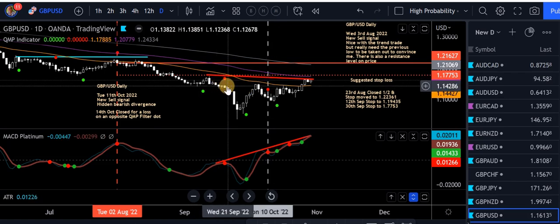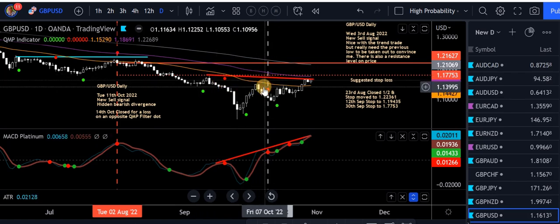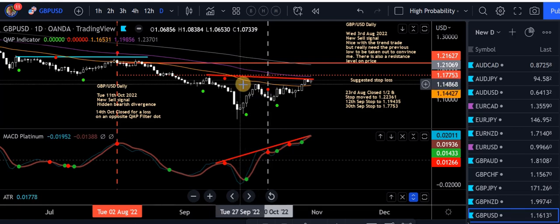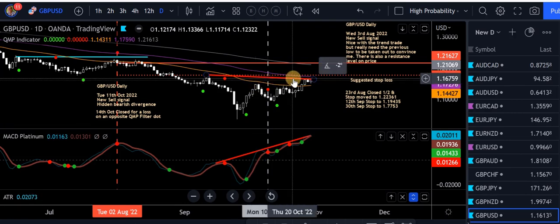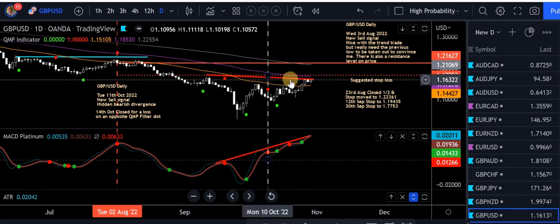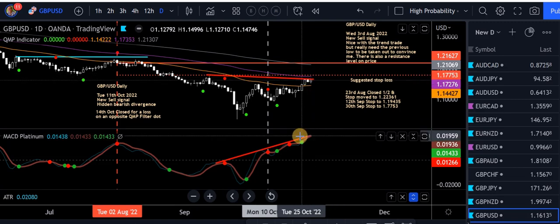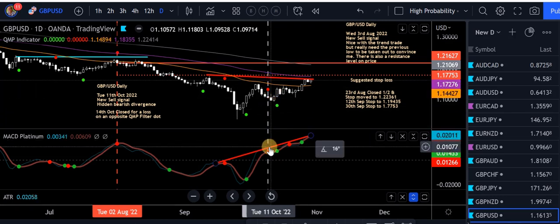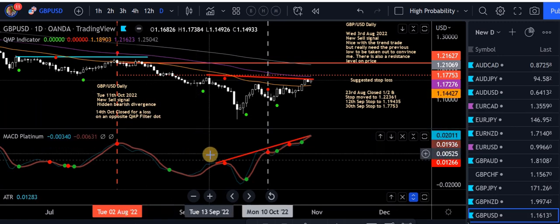Like the euro, I probably could have trailed that stop down a little bit better. Actually, I should have trailed it right across this high here. Looking at the moving averages, it probably would have been the smart thing to do, but hindsight, we can't lose on it anyway. In the meantime, the MACD platinum's above the zero level. I did take a sell on here. That's this one, the 11th of October.